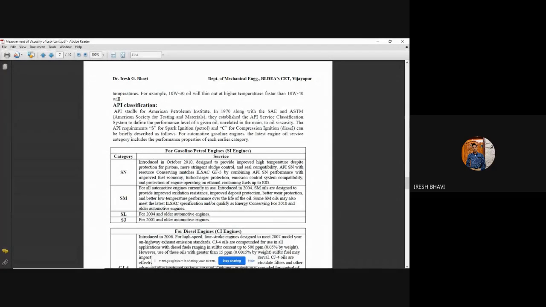Then let us go for API classification. That is the second type of classification or grading. It is called the American Petroleum Institute classification. SAE is the one which is widely used. Even in India they are using SAE. Whereas API is not widely used in India, it is only used in America and some European countries.